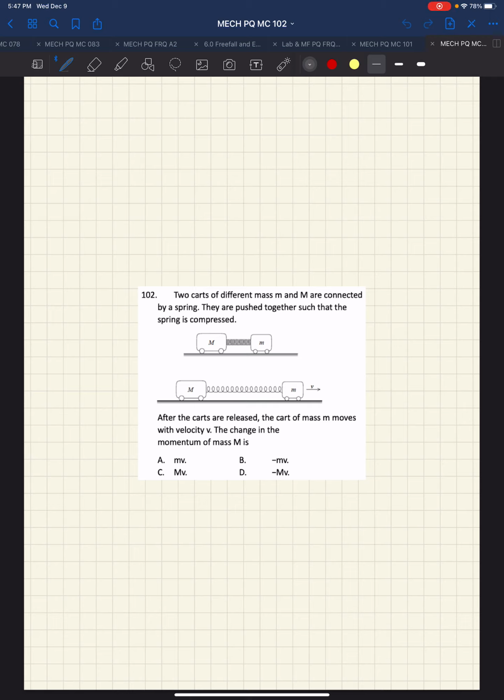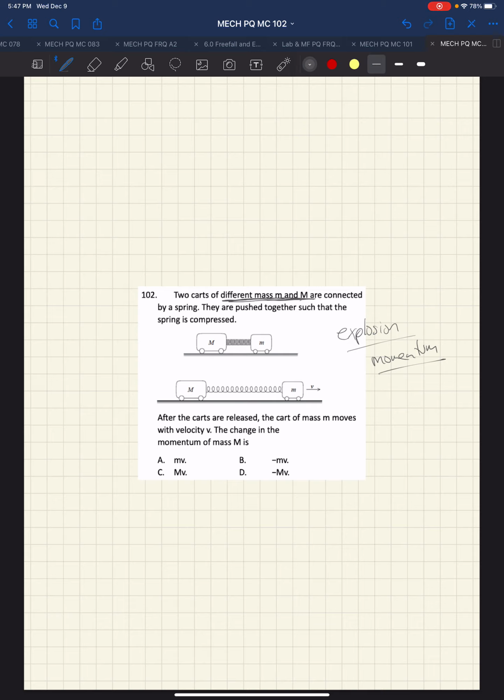So this question here, we have two different carts with different masses. They're connected by a spring, so they're compressed together, and then they're released. So this is a standard explosion, which are best served by momentum. And so what we know about the momentum in these cases, rather than trying to figure out the answer, is just what do we know?